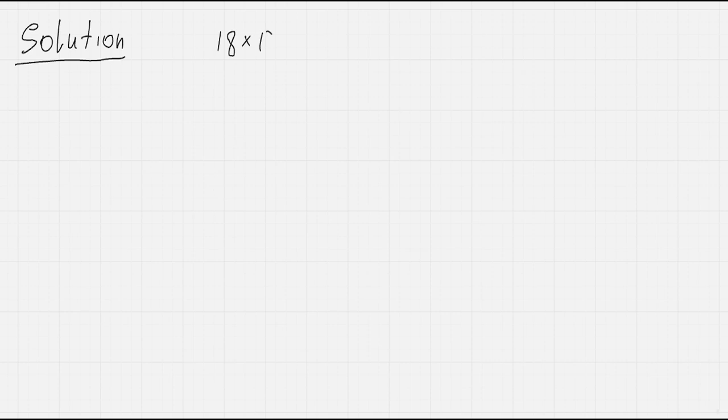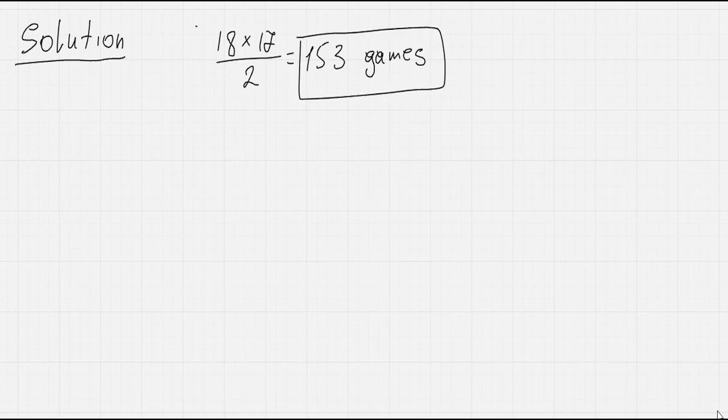18 multiplied by 17 divided by 2, that is 153 games. That's the answer. This is the number of combinations C of 18 and 2. That is the number of all possible unordered pairs of 18 elements.